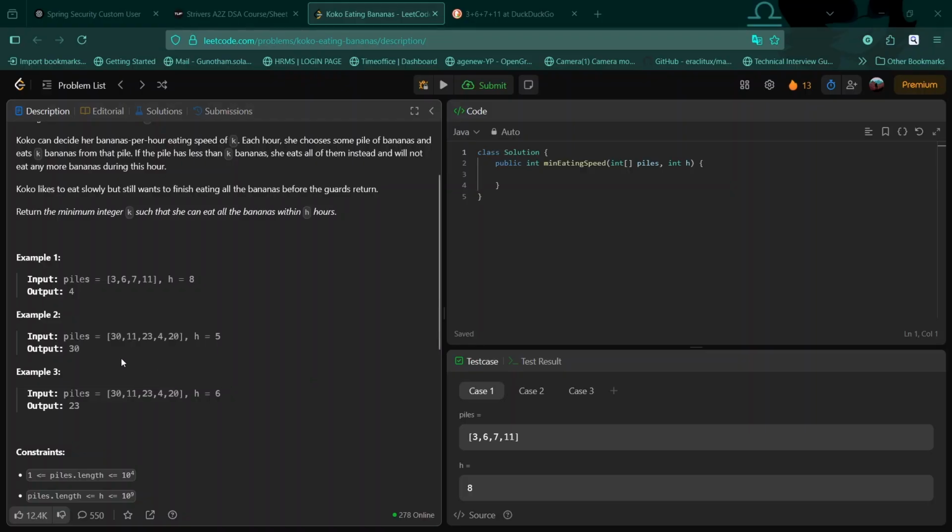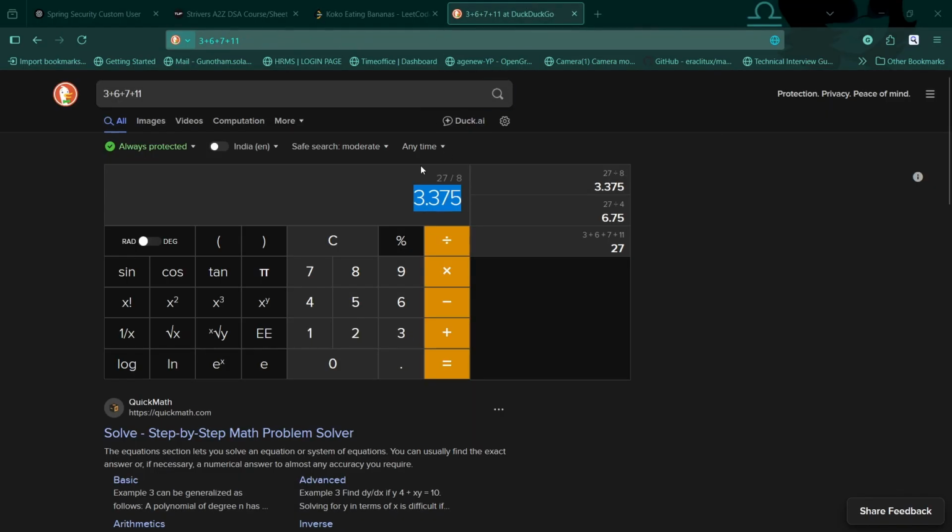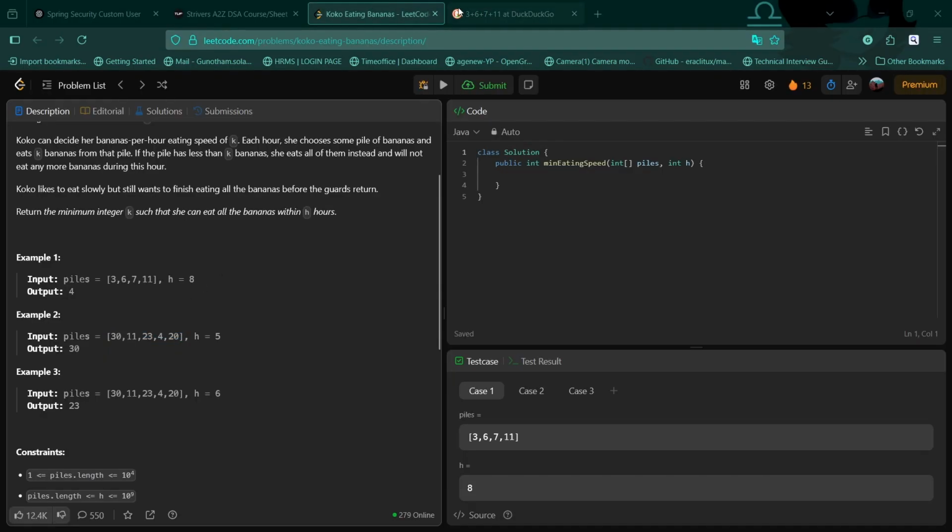I mean, the easiest way is to add all of them. So in this situation, it's 30 plus 11 plus 23 plus 4 plus 20. So it will be 88. 88 divided by 5.